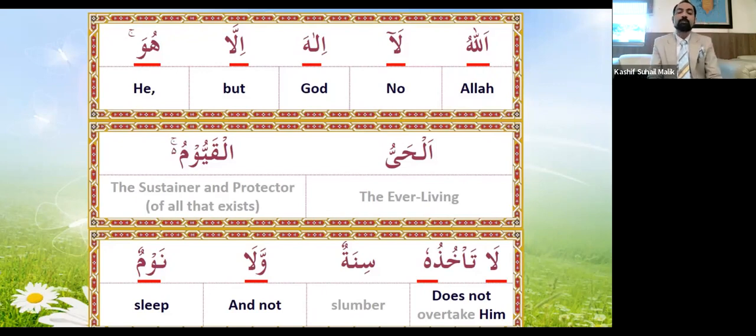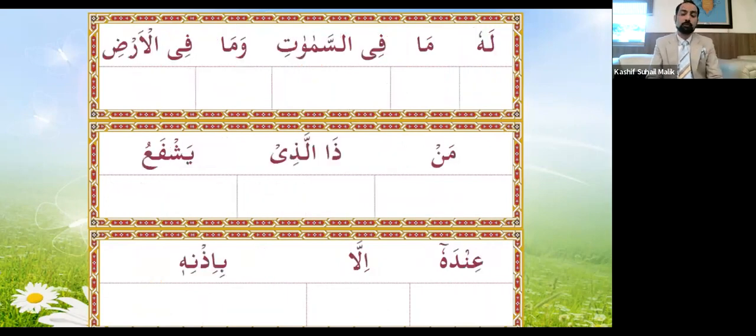La ta'khuzuhu, does not overtake him sina, slumber, drowsiness, dizziness, the feeling before the sleep. Wala naum, and not even sleep. Right? Alhamdulillah. So we know a great part of it. Let's look at the next part of it. Lahu ma fis samawati wa ma fil ard, man zal ladhi yashfa'u indahu illa bi iznih. Now, do the action for lahu.